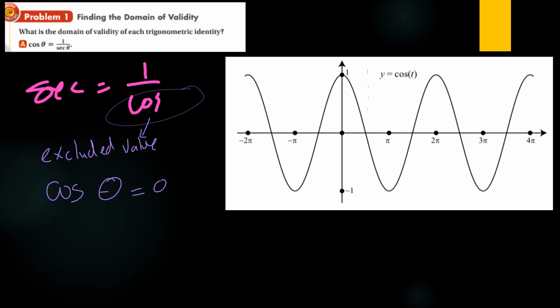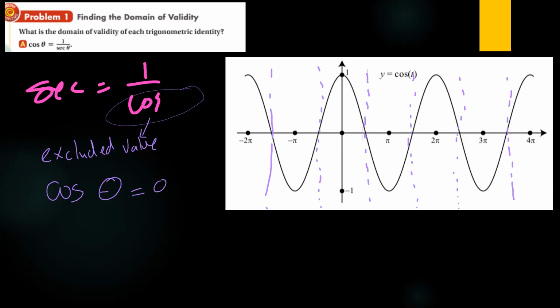How did you know them here? From the graph. Let's say that we don't know the graph, we don't know the table. Now look at the points where they intercept the x-axis. They are at pi over 2, 3 pi over 2, and this one I think 7 pi over 2, and negative pi over 2, negative 3 pi over 2. These are all the vertical asymptotes that make the cosine 0.